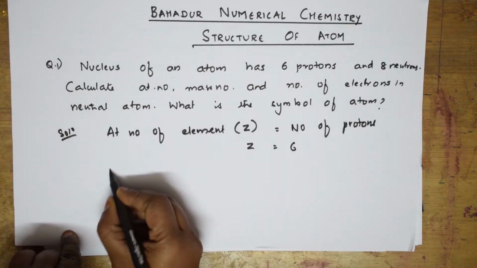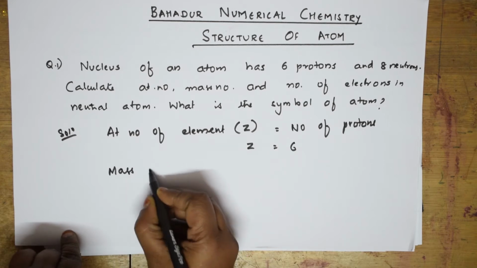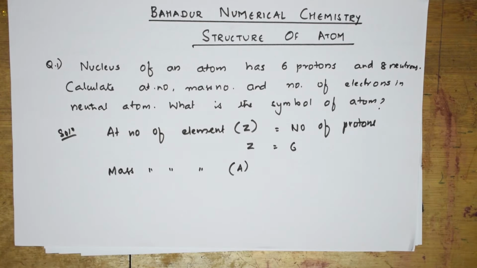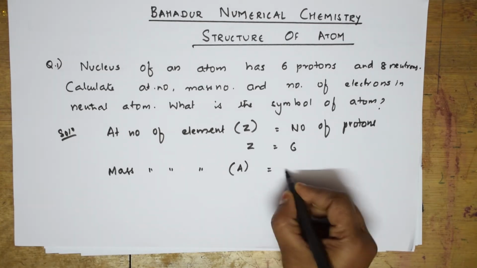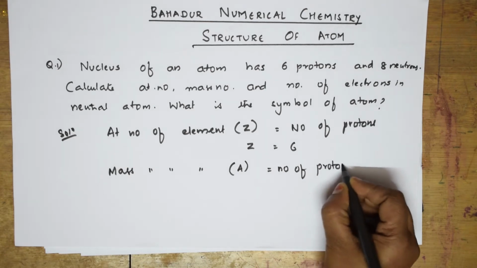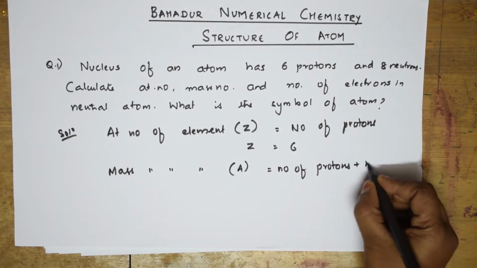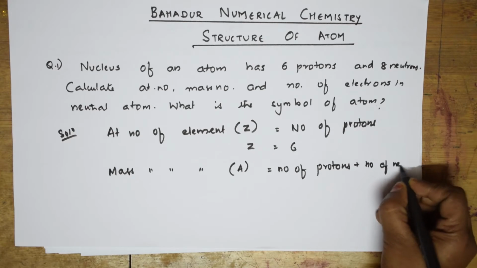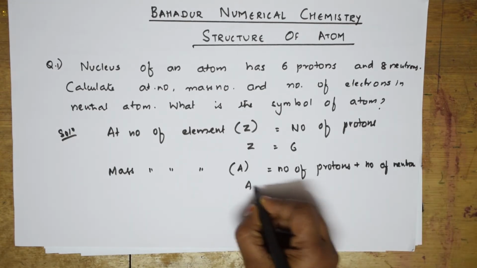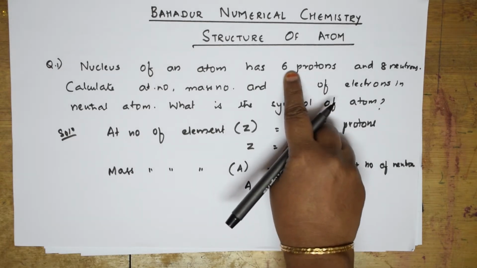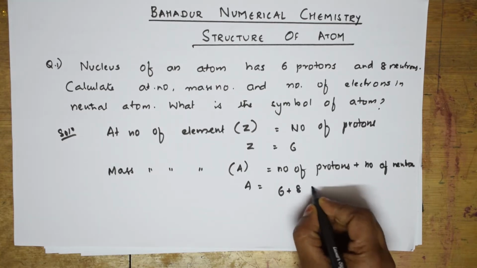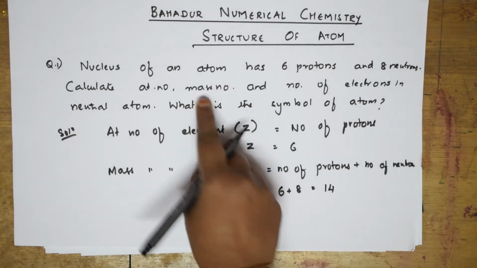Next comes your mass number. So we very well know mass number of the element. Which alphabet is it denoted by? It's denoted by capital A. So mass number is equal to number of protons plus number of neutrons. This is the formula which we have studied. So what is it equal to? A is equal to number of protons, 6, plus 8, isn't it? So 6 plus 8, that is your 14. So your mass number is 14.